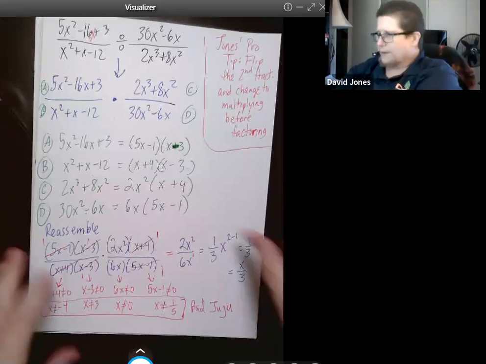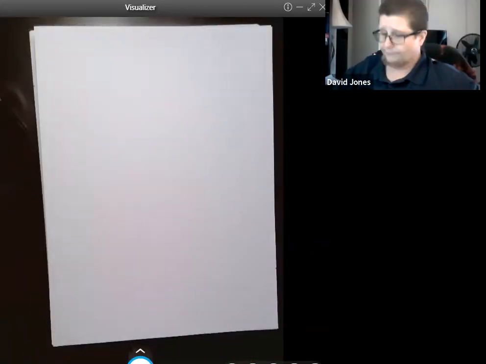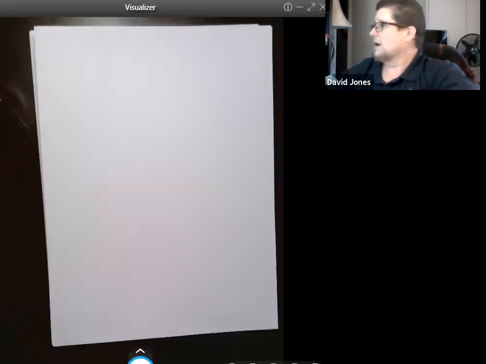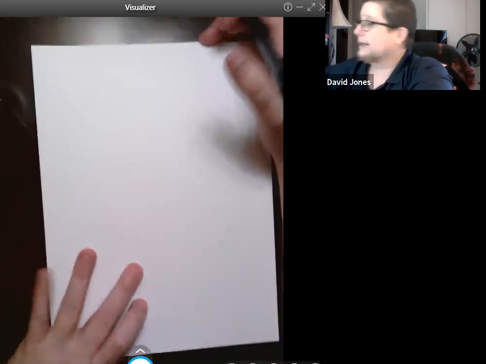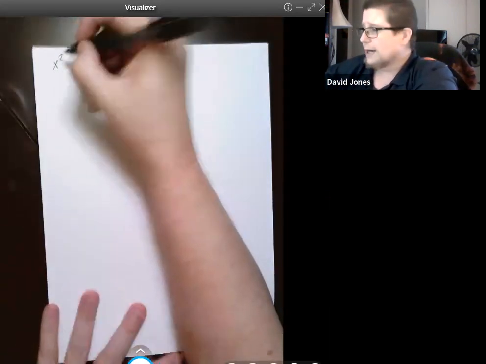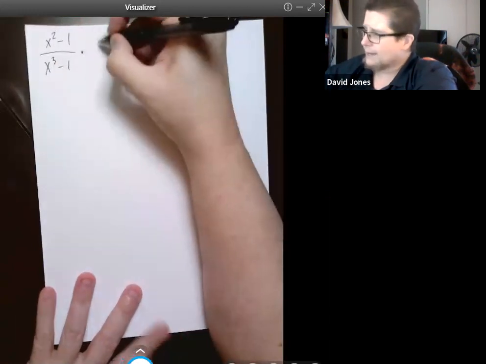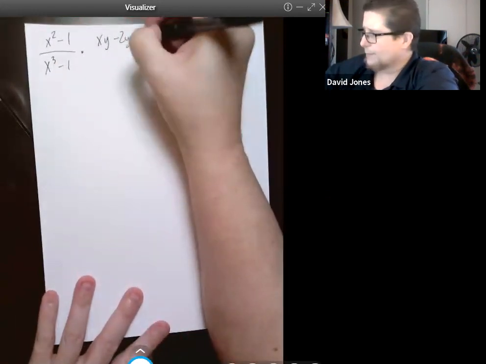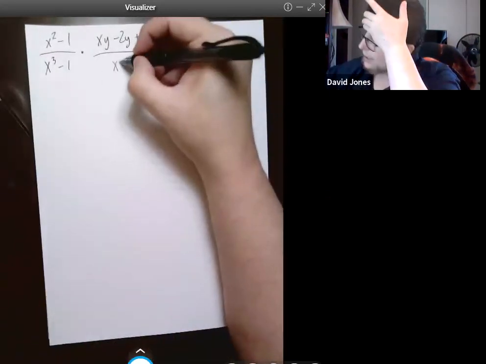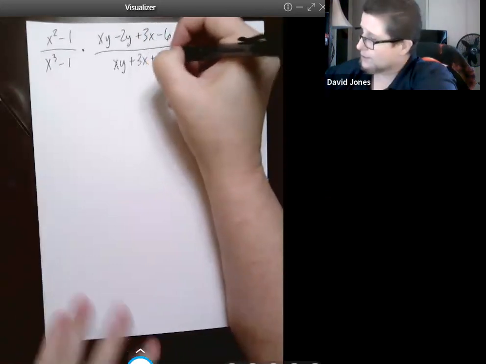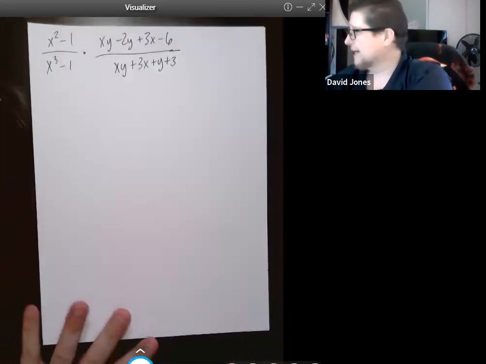And then they'll make it even hairier. So let's do an even worse one. Let's throw some of your special factoring in. Let's do x squared minus 1 over x cubed minus 1. And we're going to multiply that by xy minus 2y plus 3x minus 6. That'll be the top. The bottom will be xy plus 3x plus y plus 3. And try pausing this and factoring this.